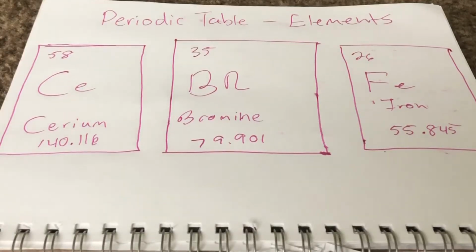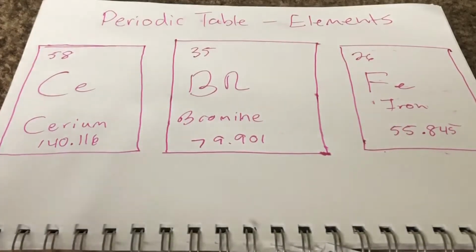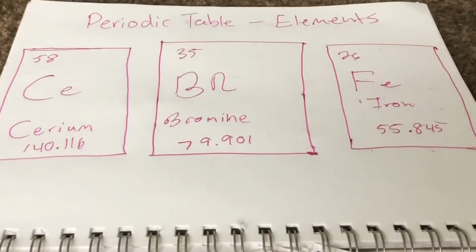Hello everyone. Today we'll be talking about how to read elements on a periodic table. I have 3 different examples that are a representation of how an element will appear on the table. So let's start off with the cerium.